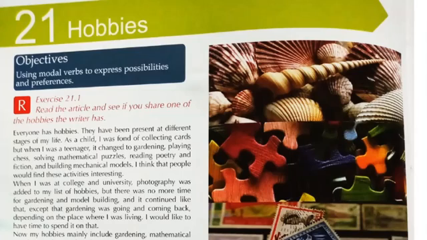Today I'm going to explain to you the activities from your book, from unit 21, that is called Hobbies. Objectives: using modal verbs to express possibilities and preferences. Exercise 21.1. Read the article and see if you share one of the hobbies that the writer has.